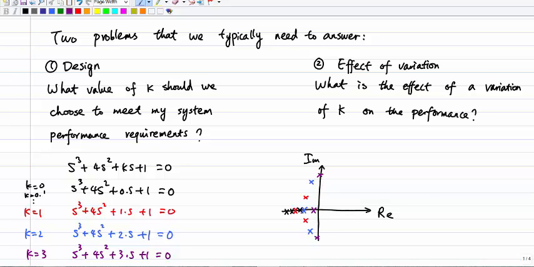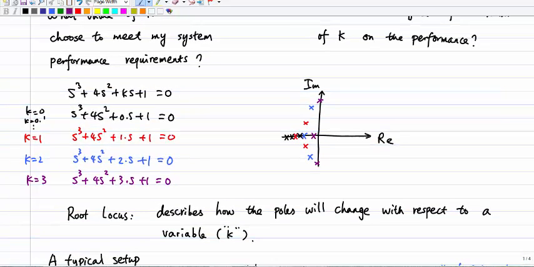So as you can see, as I change k, the poles change. Our question is, as k changes, how do I know where the poles will move to? What is the trend of the poles? That's the key question of root locus. So root locus talks about how the poles change with respect to a variable, for example k, as I mentioned over here.